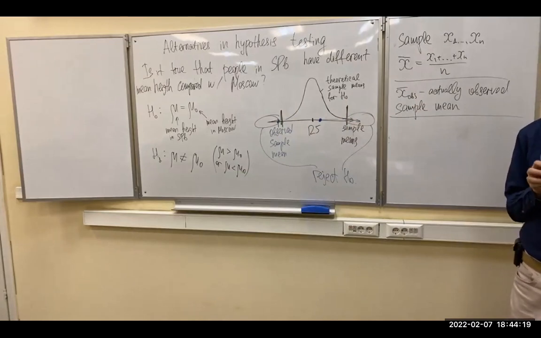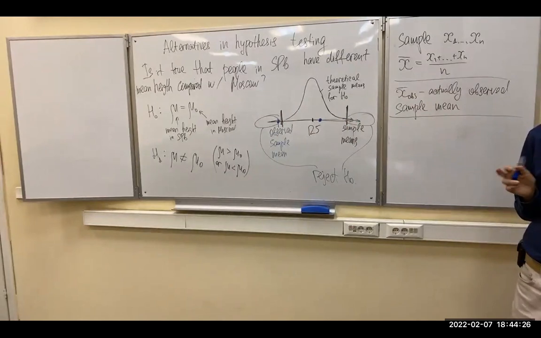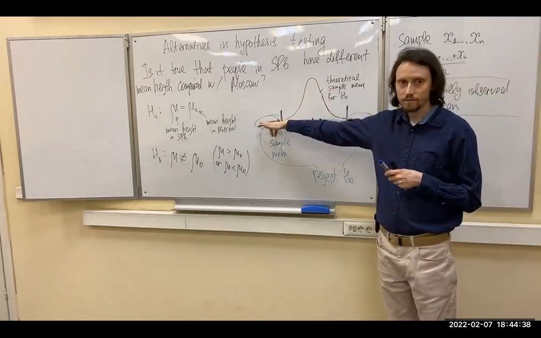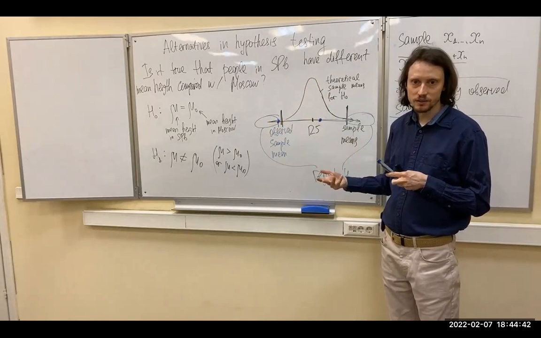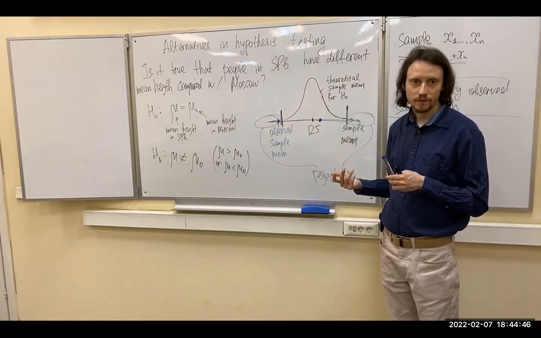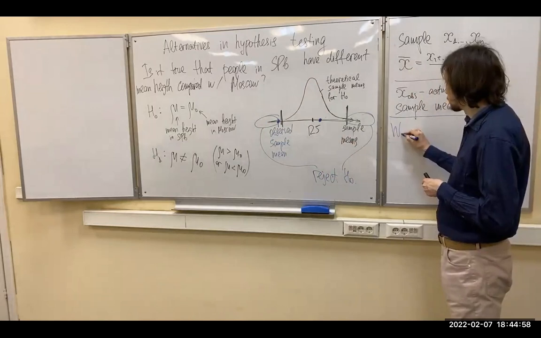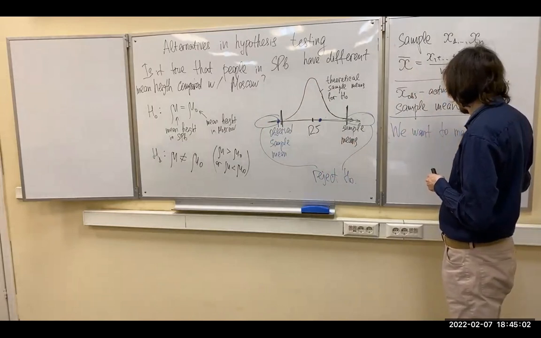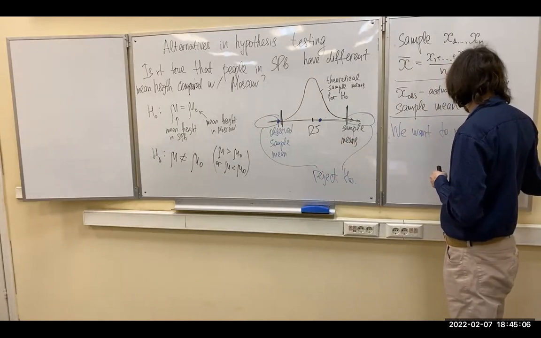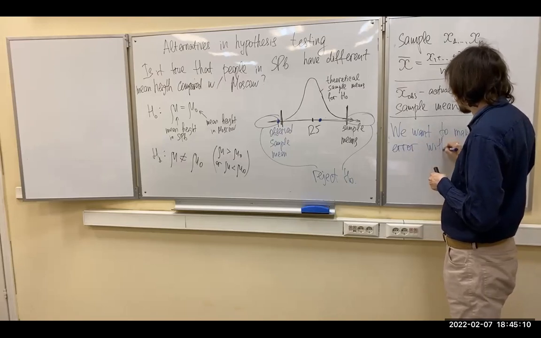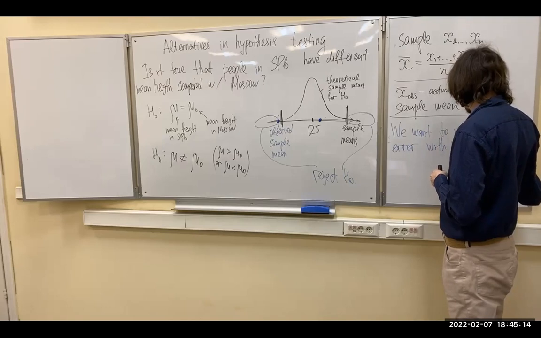Let me recall that our idea is to control the probability of type one error, that is, to control the probability of falsely rejecting the null hypothesis, provided that the null hypothesis holds. And if the null hypothesis holds, then this distribution holds. So we can use this picture to analyze the probability to reject the null hypothesis, provided that it holds, so the probability to make type one error. And we want, for example, to make a type one error with probability less than or equal to 5%.